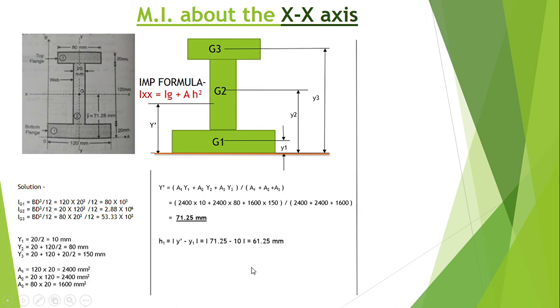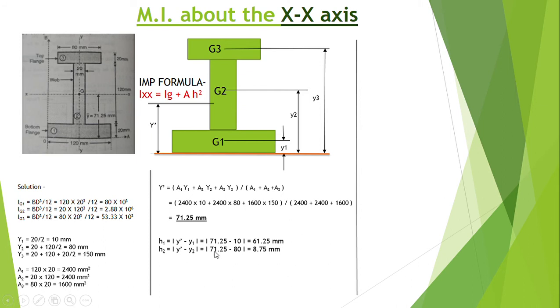So what we will do, h1 is equal to the absolute value of y bar minus y1. It is 71.25 minus 10, which is equal to 61.25. I repeat, I have taken the absolute value, so no matter what the subtraction is here, the answer should be positive.